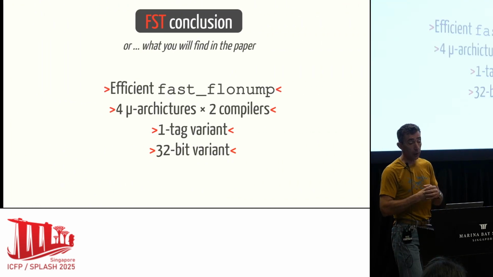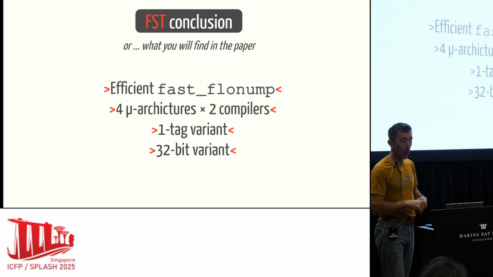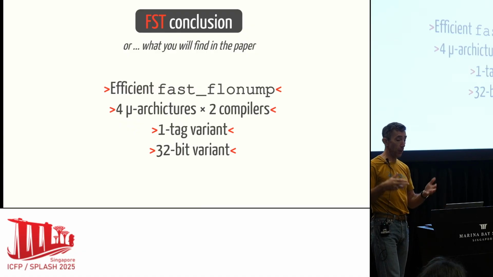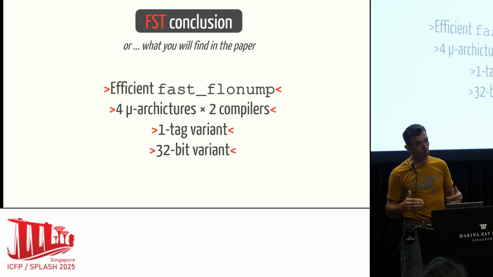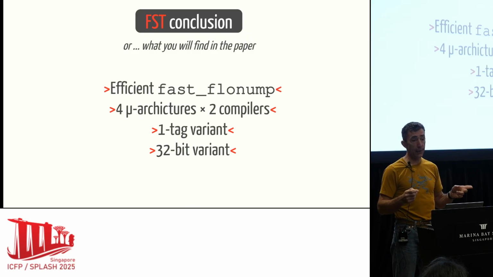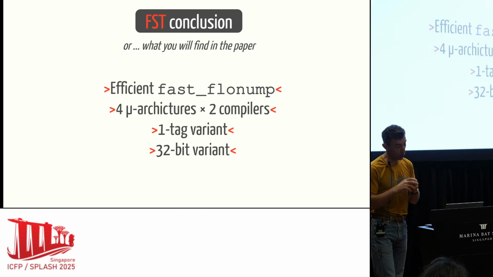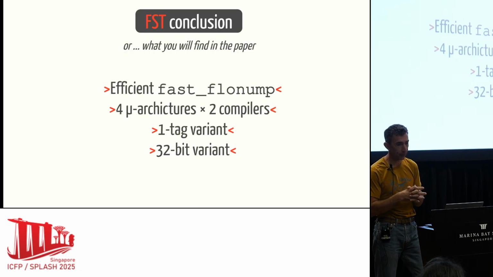So in conclusion, a few words about the things I have not been able to mention today. In the paper, you will find an efficient implementation of the predicate fast flonum P. You will find an experimental report where we have tested this technique on 4 different microarchitectures. You will find an efficient variant that uses only 1 tag instead of 3, and which you can use on 32-bit architecture. Thank you for your attention.